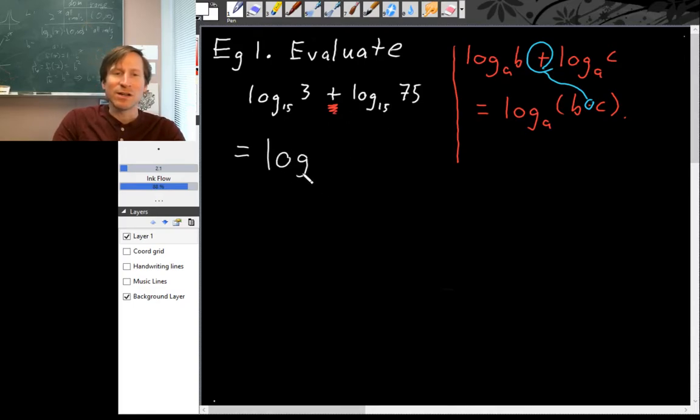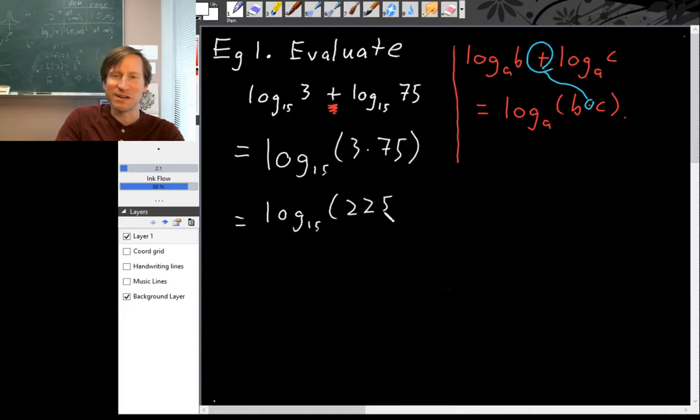We get log base 15 of 3 times 75. And 3 times 75, that's something that we can work out without too much trouble. It turns out to be 225. And what power of 15 is 225? Well, if it's going to be any nice power, it's bigger than 1, so maybe it is 2 or 3. And if you check, 15 squared is 225.